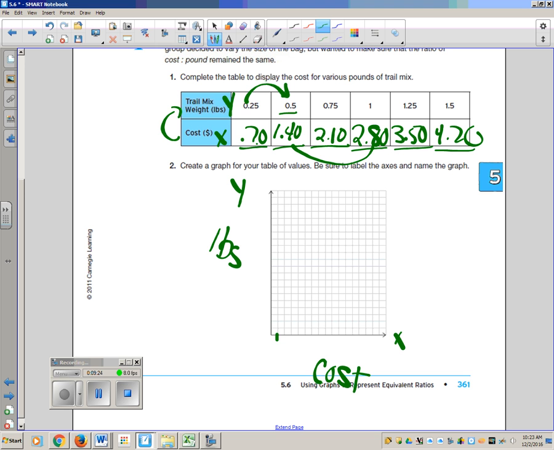25, 50, 75. There's 1. 1, 2, 3. There's 2. 1, 2, 3. There's 3. 1, 2, 3. There's 4. And that's 25.